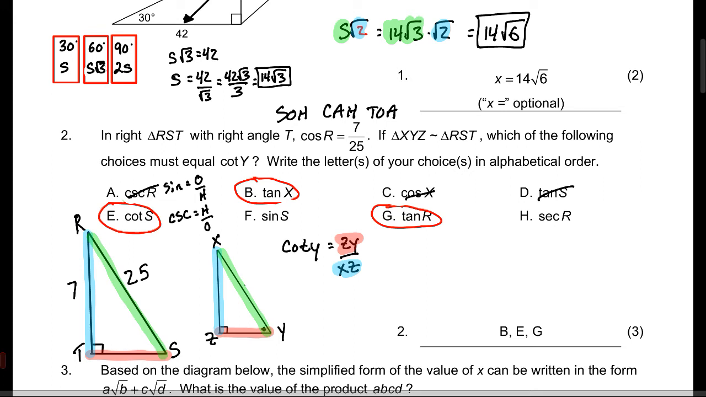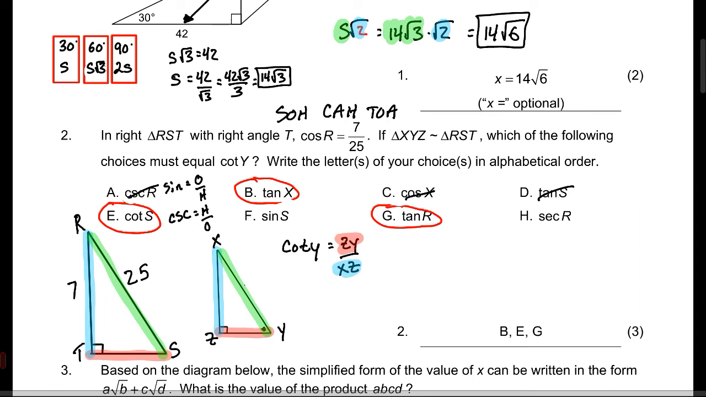And it says if triangle XYZ is similar to RST, what can we say? What must be equal to cotangent of Y? Okay, so they said these triangles are similar, so I set up another triangle here. I know that the corresponding sides are going to be proportional. So the blue one's proportional, the greens are, and so are the reds.